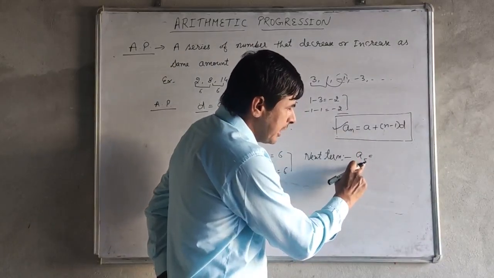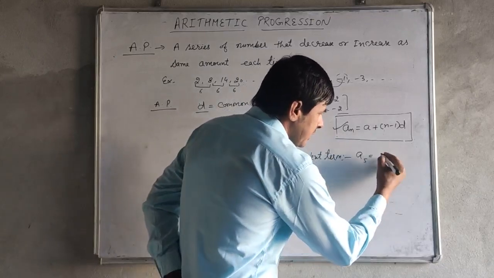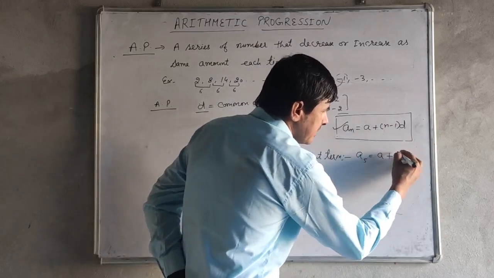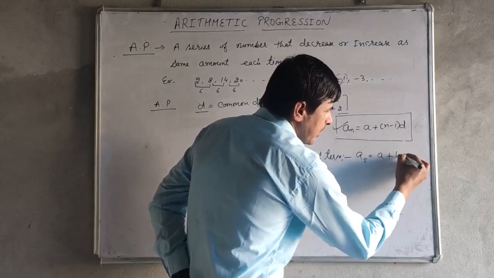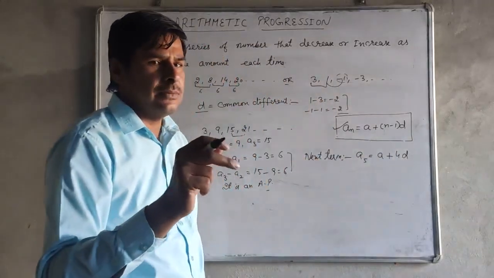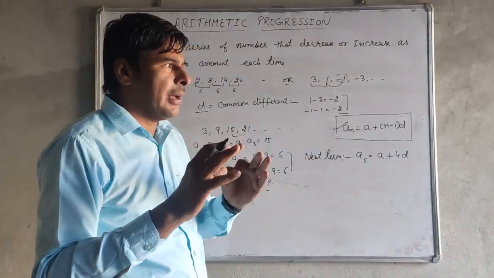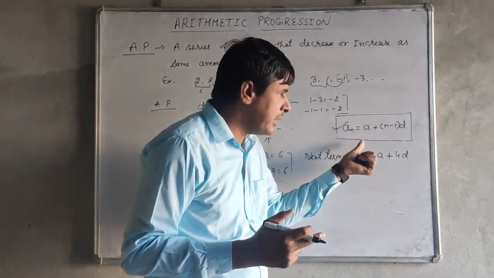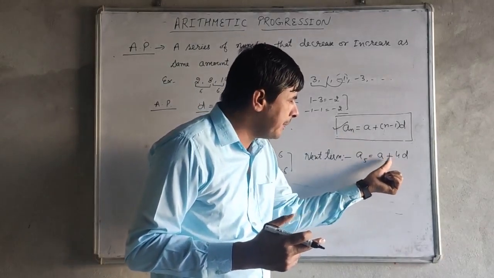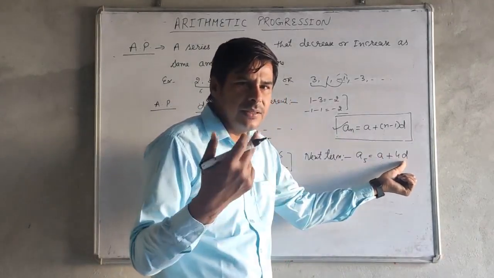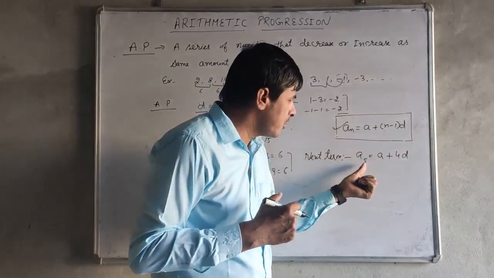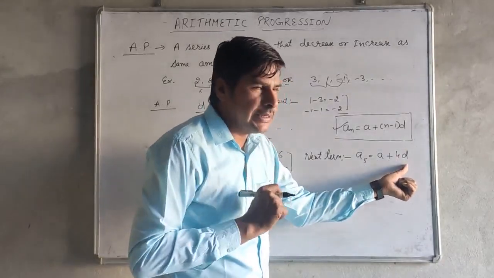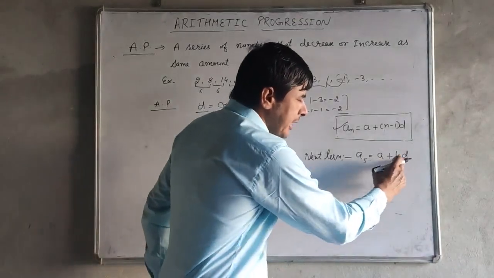In these functions, n is 5. So given a plus a5 means a plus n minus 1, 5 minus 1, 4d. If we have to find any term, like a20, then n is 20. So what is the value of a20? A plus 19d. If we find the 31st term, a31, we have to find a plus 30d. Then put the value of a and d.